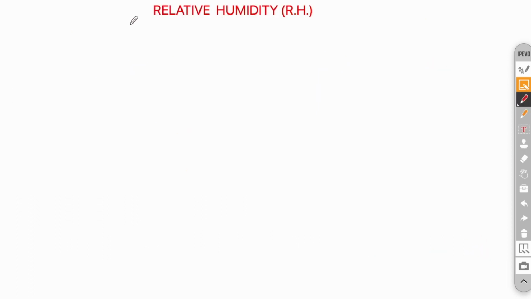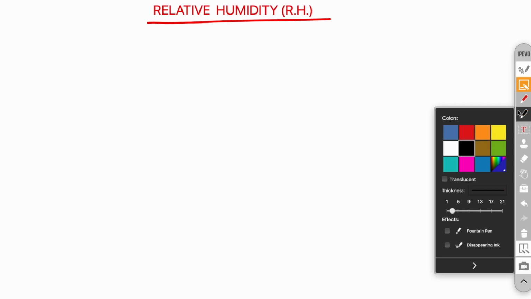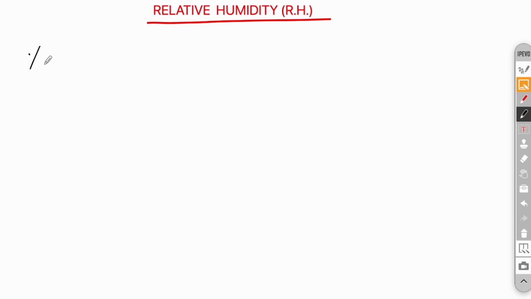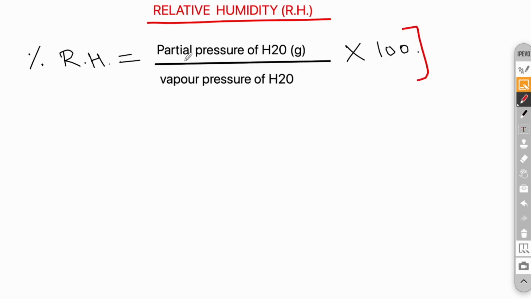Hope you understand this. Now we'll move further and talk about relative humidity. So what's relative humidity? We'll simply write the formula here. So percentage of relative humidity can be written as partial pressure of water in gaseous state divided by vapor pressure of water multiplied by 100. So this is the simple formula.